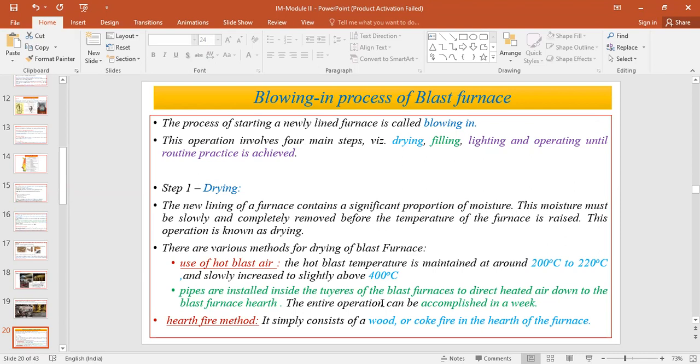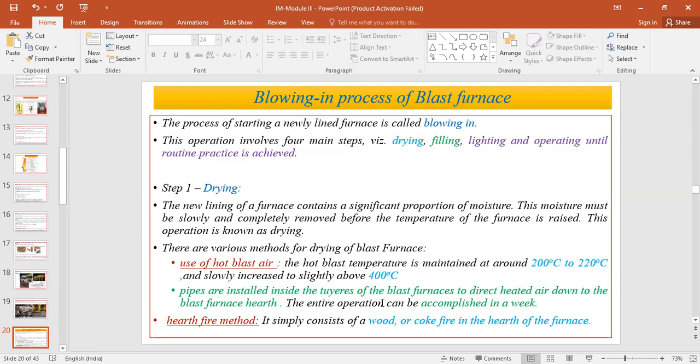holes through which you can inject or insert anything. One is your tap hole, and the other one is the piers. So these are the inlets for anything to be inserted into the blast furnace during the blowing in process. Okay. Through these holes, the hot blast air is purged into the blast furnace so that the entire blast furnace will be dried completely. And this drying process takes at least 1 week. This is one method, that is, utilization of hot blast air.